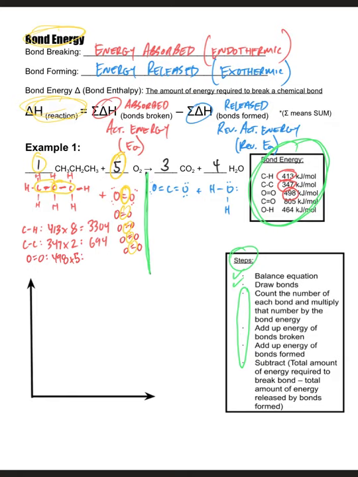Anyways, 498 times 5 is 2,480. And what I'm going to do is, after I account for all the bonds and the energy required to break those bonds, I'm going to add up those numbers. And when I do that, I get 6,488 kilojoules per mole will be the unit there. That is the amount of energy that is absorbed in this particular reaction.